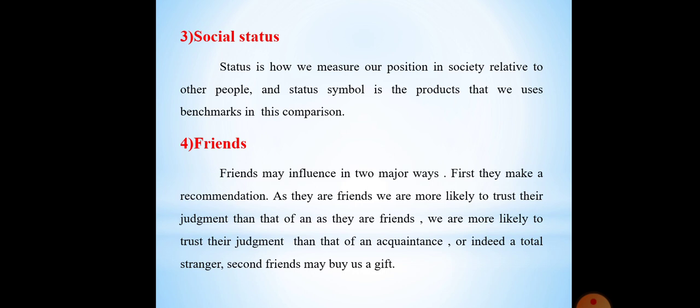Status is seen by the products which we use in our life. Friends. Friends may influence in two major ways. First, they make a recommendation. As they are friends, we are more likely to trust their judgment than that of an acquaintance or indeed a total stranger.